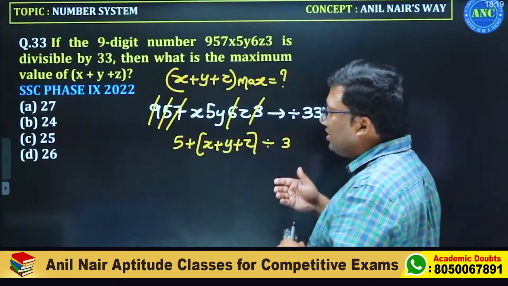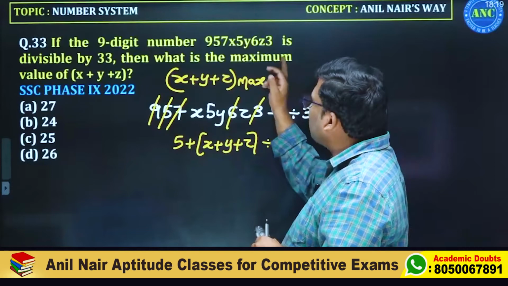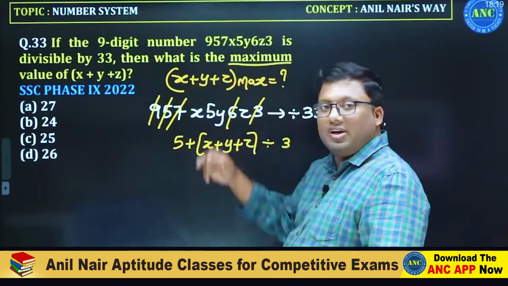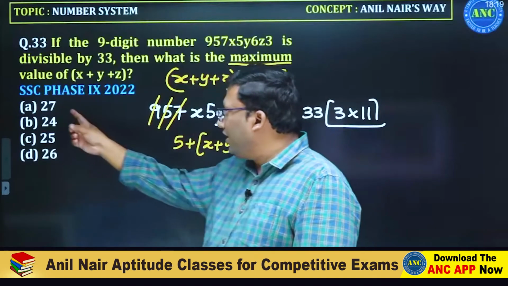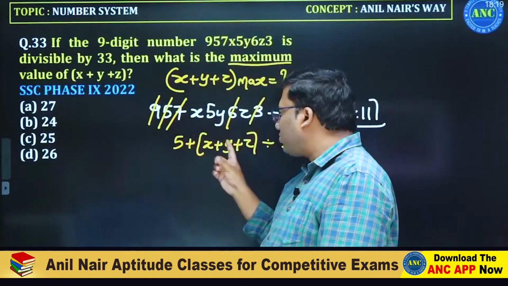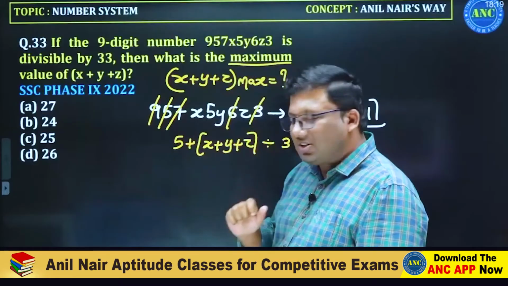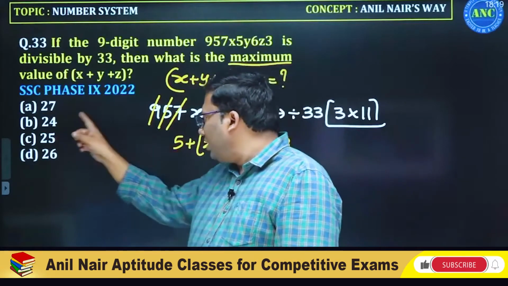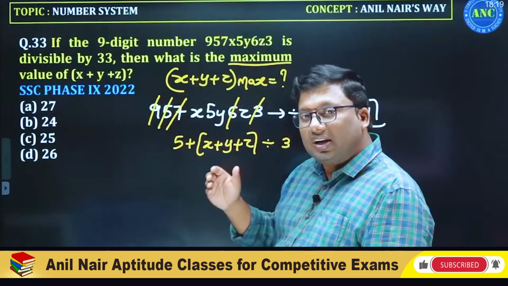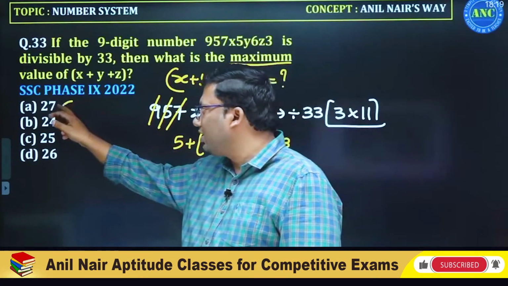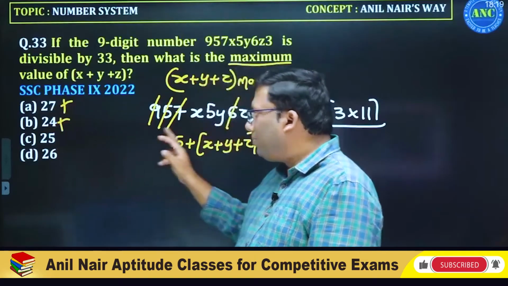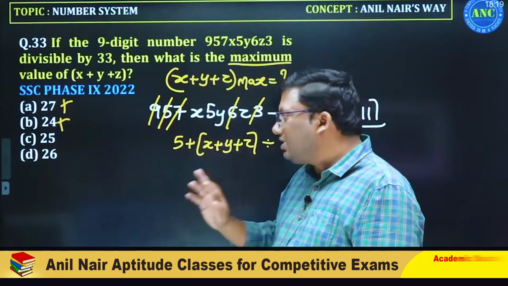X plus y plus z will take a lot of values. What is the maximum value of x plus y plus z? If I take 27, 5 plus 27 is 32, it is not divisible by 3. 24 plus 5 is 29, it is not divisible by 3. 25 plus 5 is 30, it is divisible by 3.